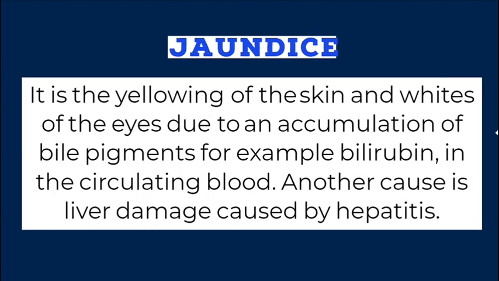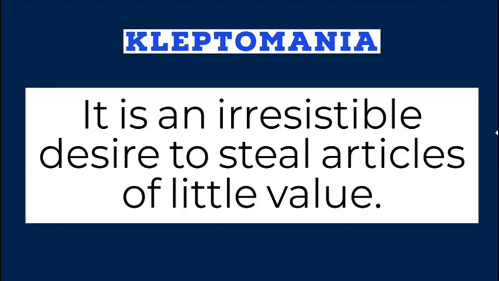Jaundice. It is the yellowing of the skin and whites of the eyes due to an accumulation of bile pigments, for example bilirubin, in the circulating blood. Another cause is liver damage caused by hepatitis. Kleptomania. It is an irresistible desire to steal articles of little value.